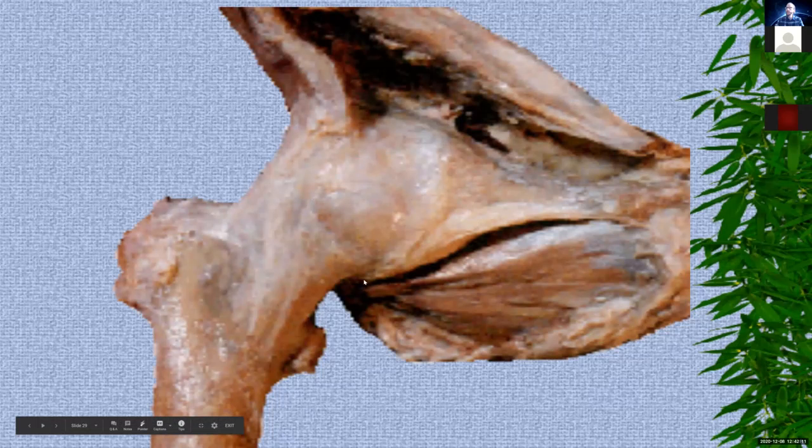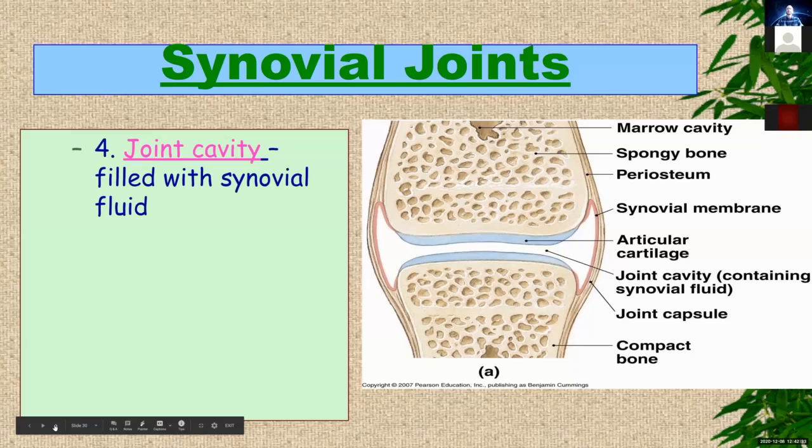Here's a hip. Here's the pelvis. Here are the muscles. Here's the periosteum continued all the way down to the femur. And this is where our synovial joint is. Inside there's synovial fluid, liquid that protects this bone and that bone from moving against each other. So the joint cavity, continuing our notes on synovial joints, is filled with synovial fluid.